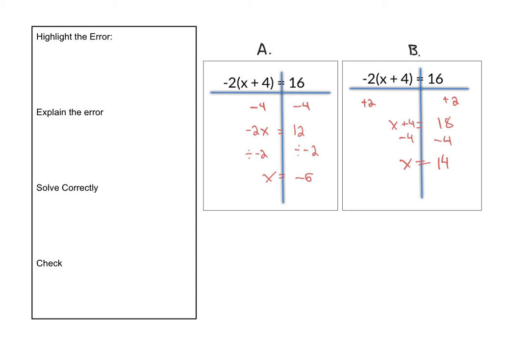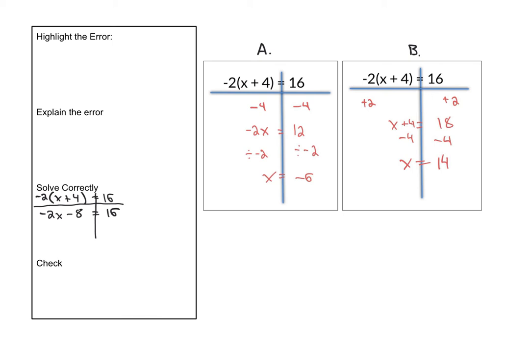So I'm going to start with example A. I would look at this and think, okay, my first step here, and I'm going to go ahead and just jump to this solve correctly spot. Let me put that equation in. Okay, so my first step is going to be the distributive property. I want to rewrite that. Okay, so I got my negative 2x minus 8 equals 16.